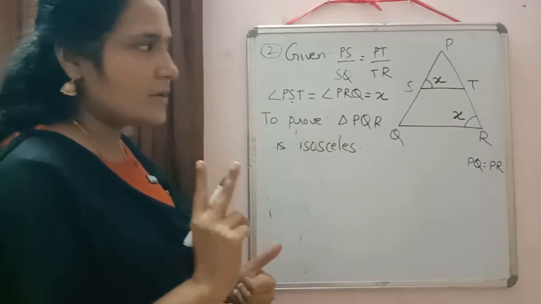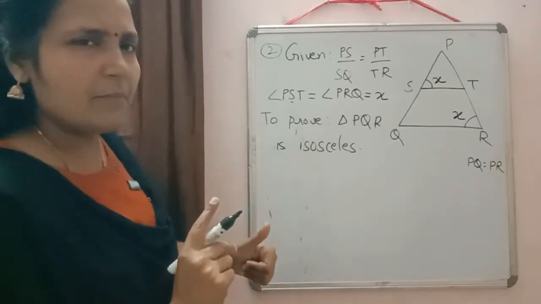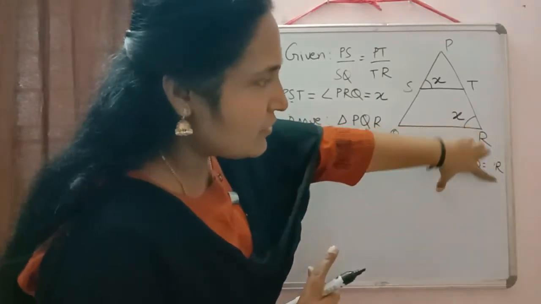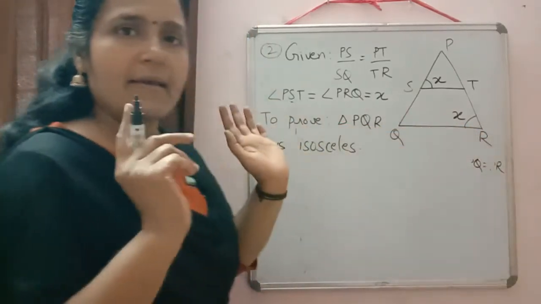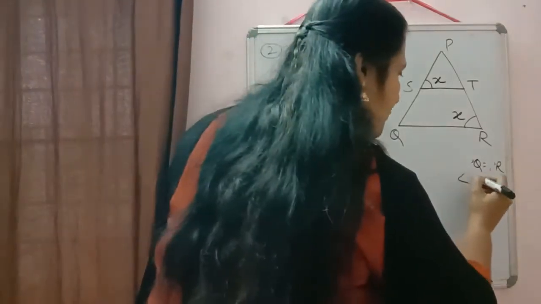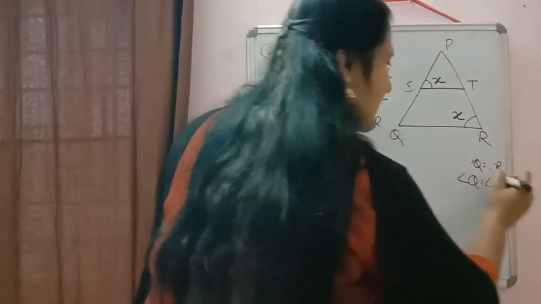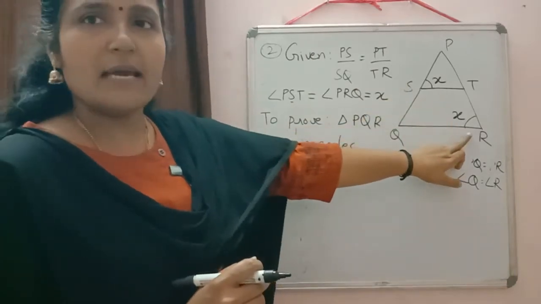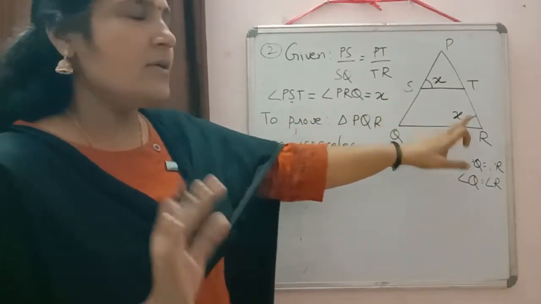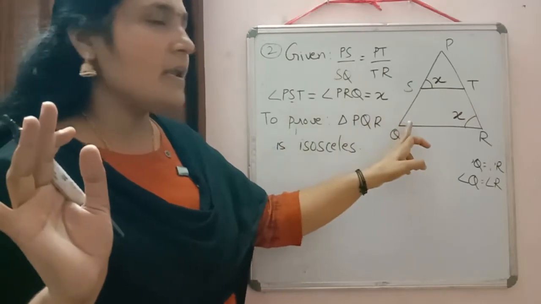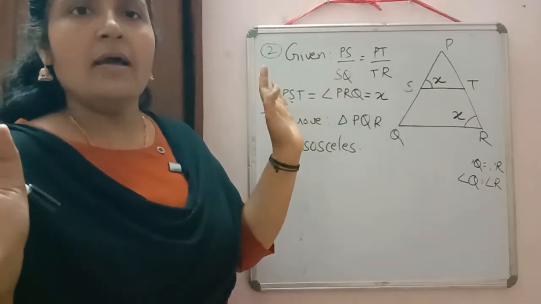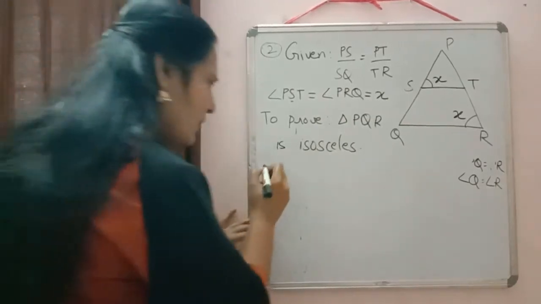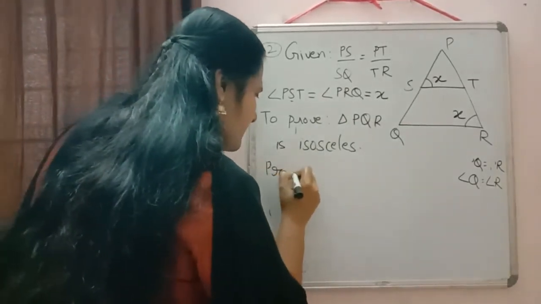Two angles are equal. So which two angles will I prove are equal? If I remove P and P, what is remaining here? Q and R. So I am going to prove now that angle Q is equal to angle R. Angle R, we already wrote, is equal to X. So now I am going to prove angle Q is also equal to X from the given condition. Okay, now write down the proof.